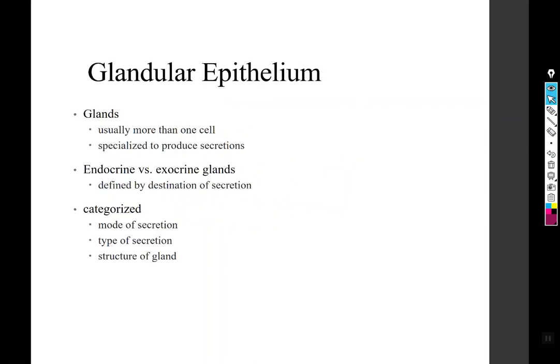Okay, glandular epithelium. These usually are multicellular glands, but not always. There is an exception. And these are specialized to produce secretions. Secretions come in 2 flavors. Endocrine, these go into the blood, and they stay in the body, hence endo. And exocrine, these go onto a surface. And they can even be cast off outside the body. So spit, for example, earwax, sebum, tears, all of these are exocrine secretions.